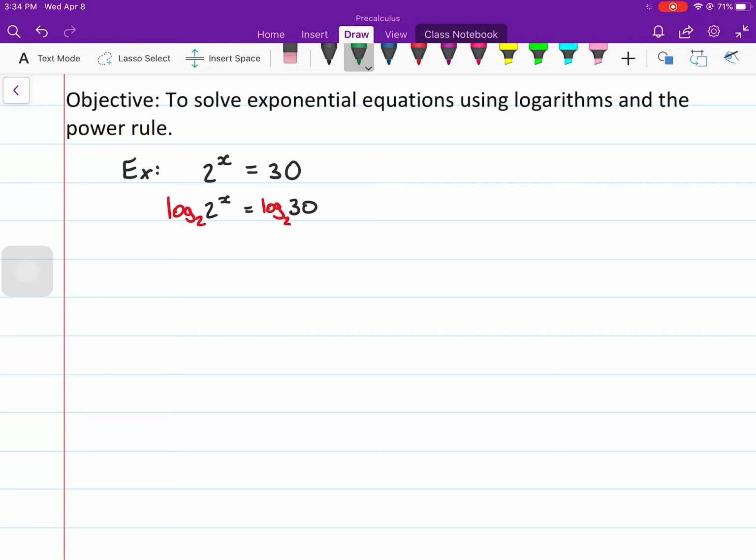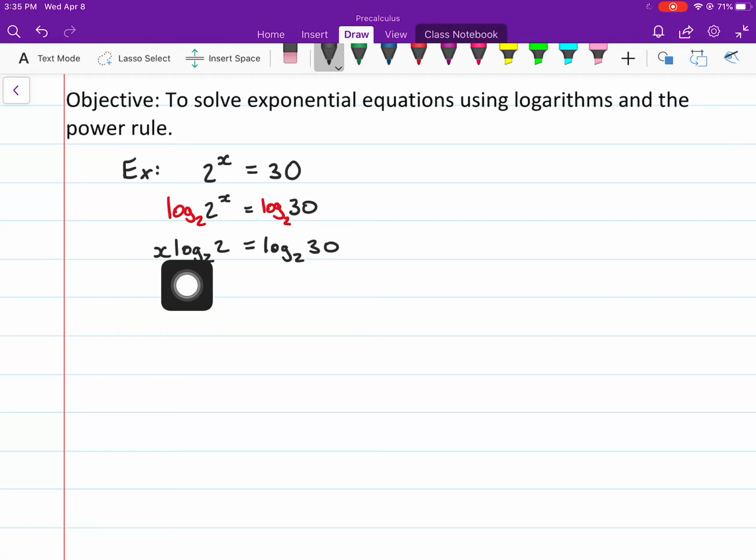So how does the power rule work? Well, if you remember for the power rule, the exponent can be moved to the front of your logarithm. So you're using this logarithm, where what you do to one side, you do to the other. So I'm using this logarithm to my advantage to be able to bring that x down, because then from there we could solve for x. So let me go ahead and write that in the next step. So we're going to have x log base 2 of 2 equals log base 2 of 30.